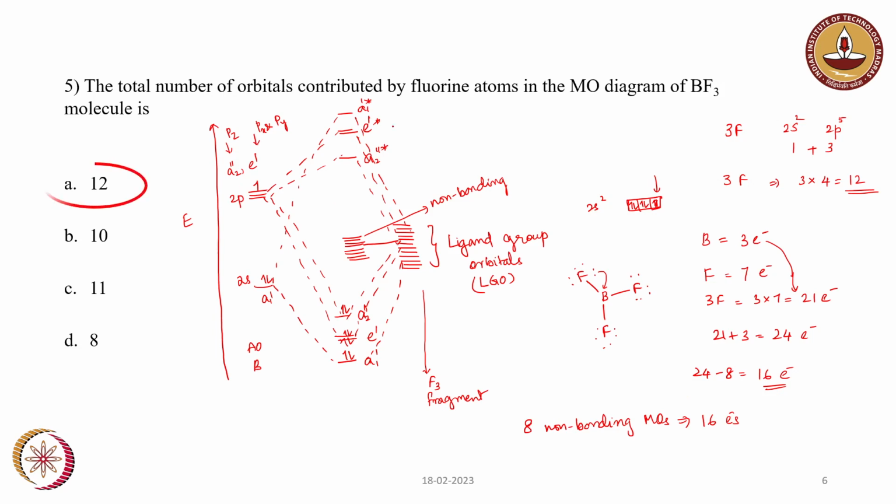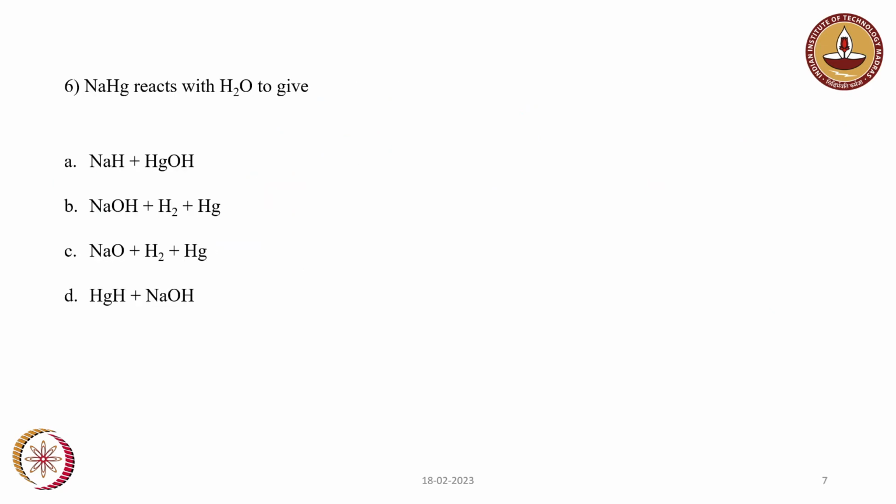So the total number of orbitals contributed by fluorine atoms in MO of BF3 is 12. The next question is: sodium amalgam reacts with water to give. Option A is sodium hydride and mercury hydroxide. B is sodium hydroxide, hydrogen gas, and mercury. C is sodium oxide, hydrogen gas and mercury. D is HgS and sodium hydroxide.